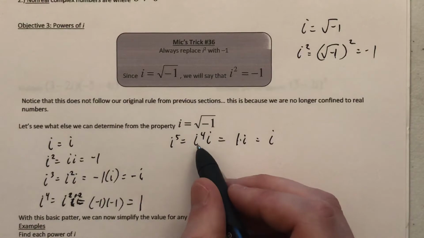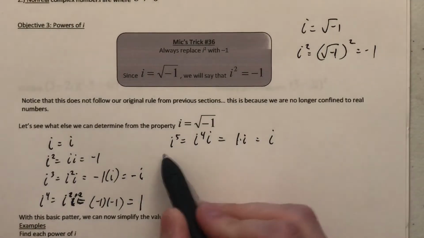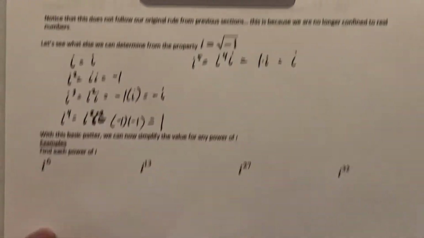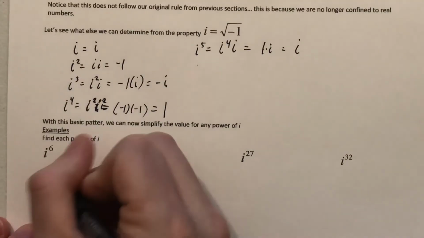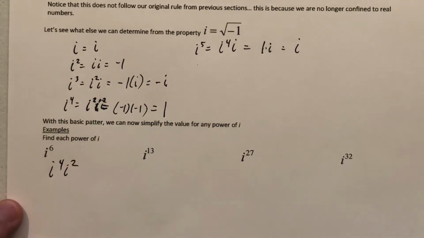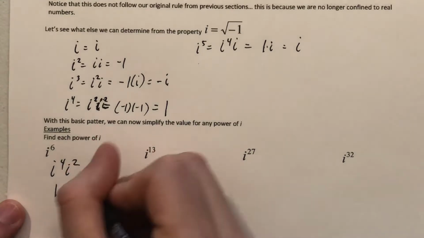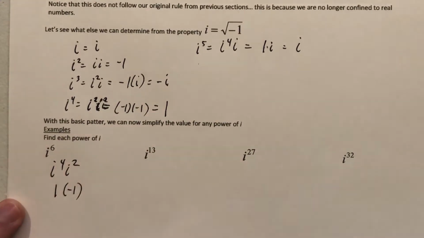Well, that same trick can be used as far into the cycle as you want to go. i to the 6th, actually that's the question right here on the bottom of the page, i to the 6th. I can think of as i to the 4th and i squared. But the i to the 4th is just a 1. And in this case, i squared is a -1.